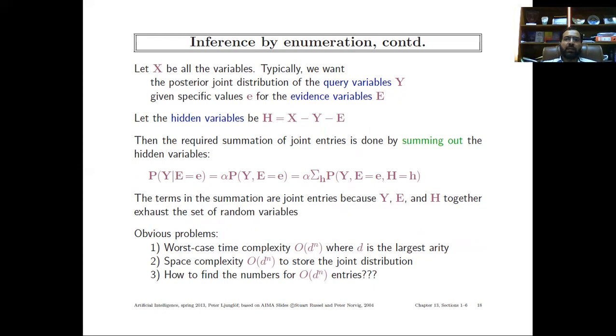Inference by enumeration. So how can we infer by enumeration? Let X be all the variables. Typically we want the posterior joint distribution of the query variable Y given the specific value e for the evidence variable E. So we have the query variables which are represented as Y, and then we have the evidence variable represented as E. And let's suppose there are hidden variables as well, represented by H, which is equal to X minus Y minus E. So X is all the variables we have. We subtract the query variables and the evidence variable, and we get the hidden variables.